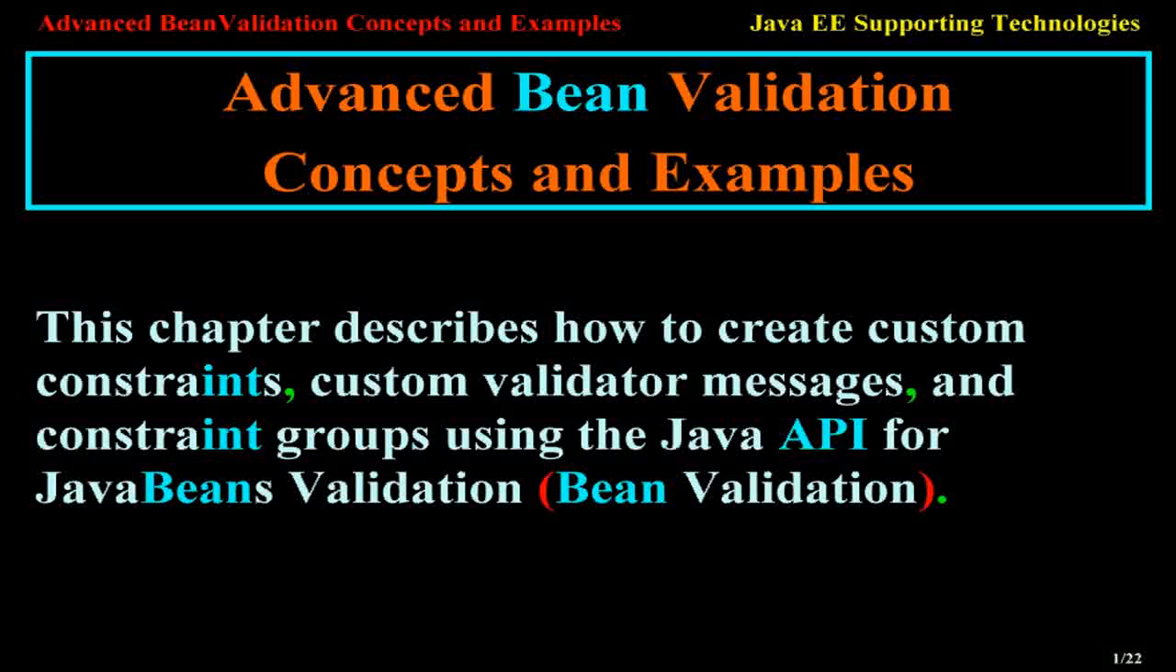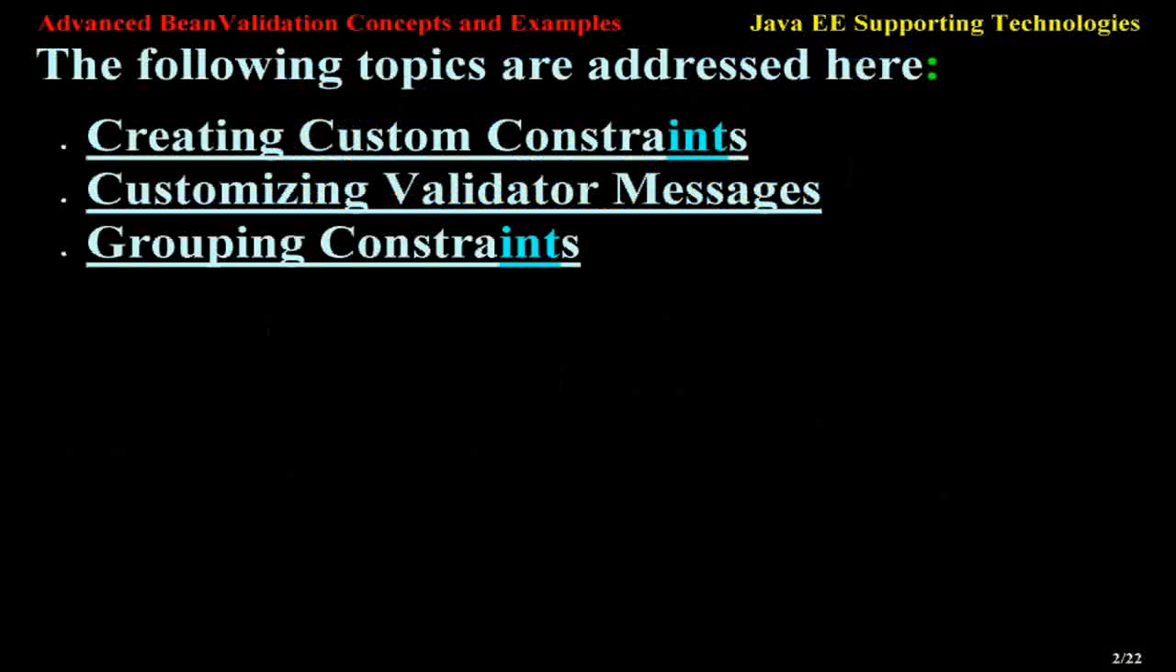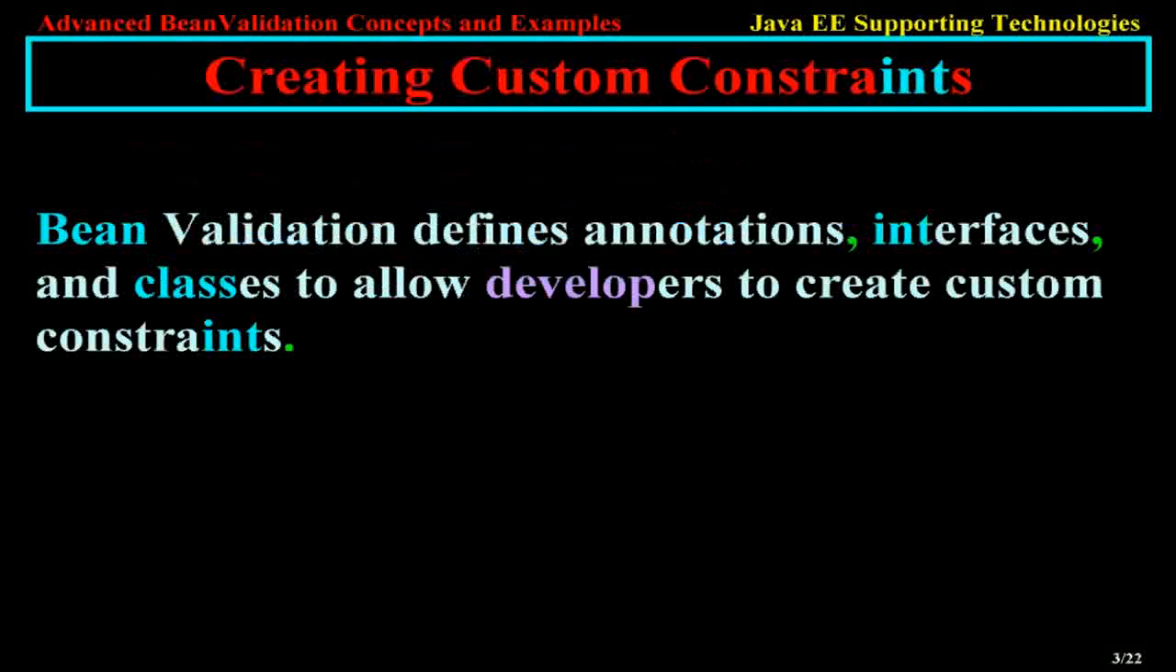Advanced Bean Validation Concepts and Examples. This chapter describes how to create custom constraints, custom validator messages, and constraint groups using the Java API for JavaBeans Validation, Bean Validation. The following topics are addressed here: creating custom constraints, customizing validator messages, grouping constraints.